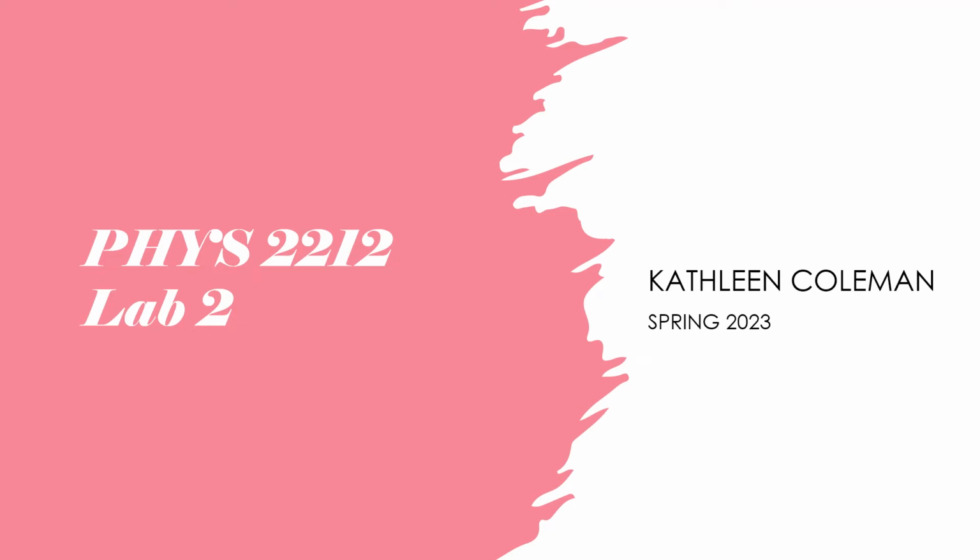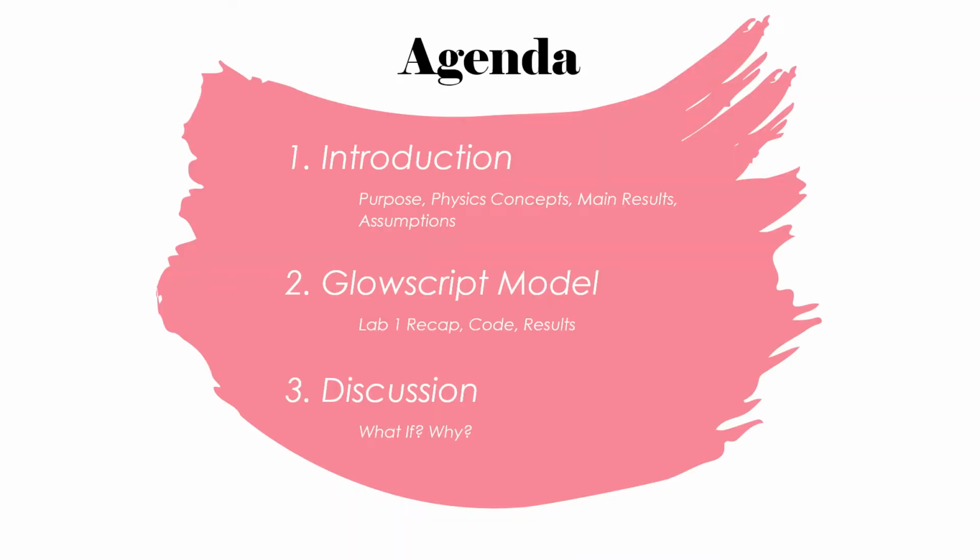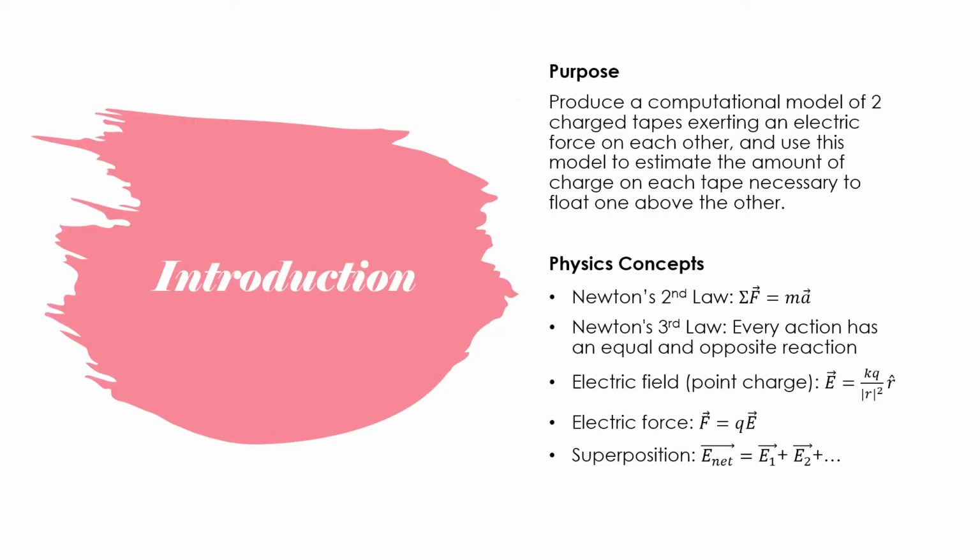Hi, I'm Kathleen Coleman, and today I'll be going over Physics 2212, Lab 2, about line charges. I'll begin with an introduction, where I'll go over the purpose of the lab, the physics concepts used, the main results, and the assumptions I had to make, and then I'll go into the GlowScript model, where I'll do a Lab 1 recap, I'll discuss the code, and then look at the results, and then I'll do the discussion and questions.